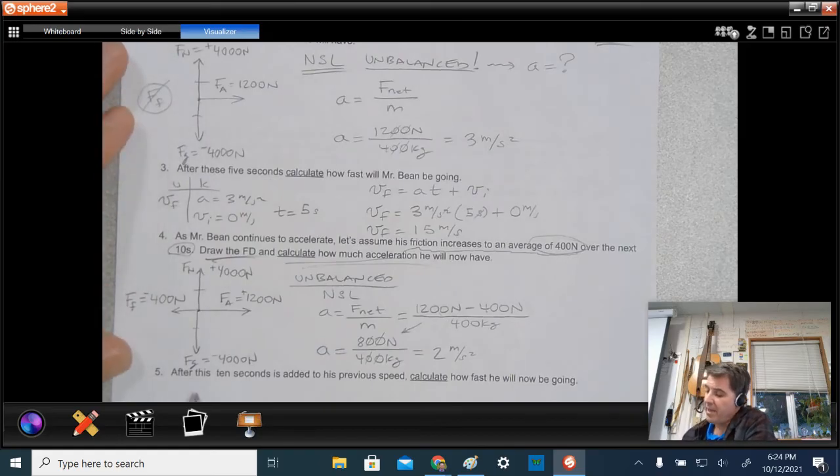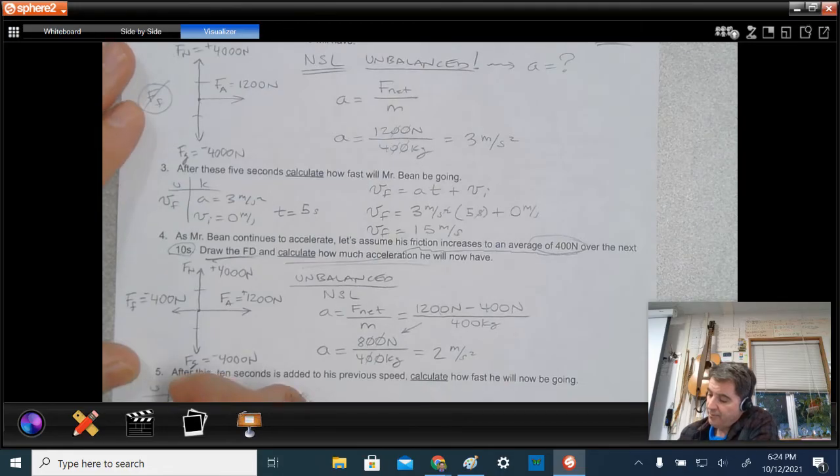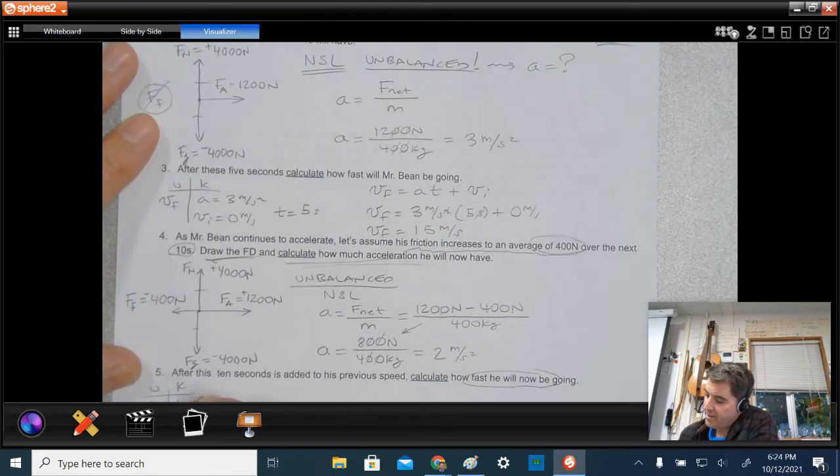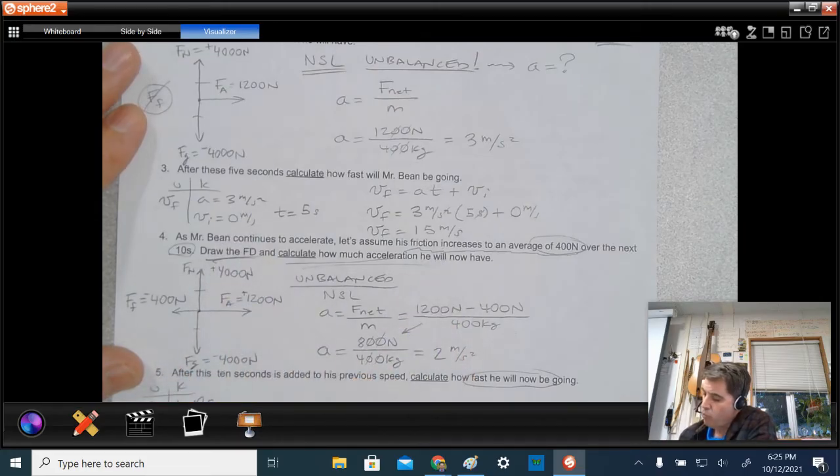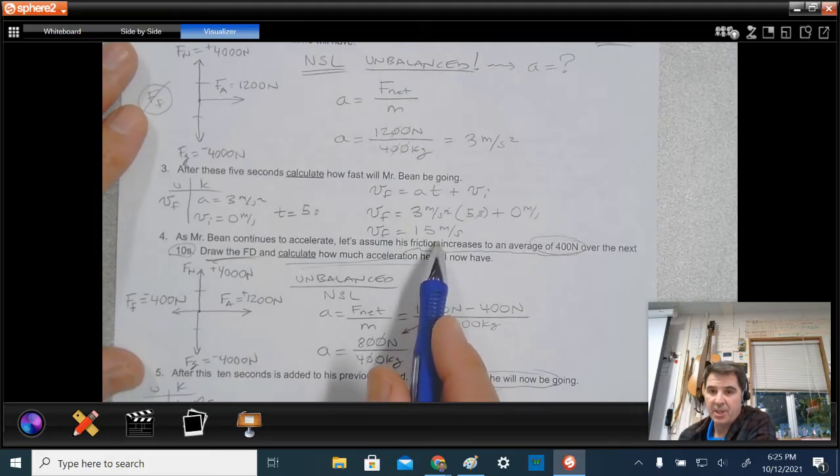So now it says, after this 10 seconds is added to his previous speed, calculate how fast he will be going now. So in this case, I've got my same idea. I've got my unknowns and my knowns, and my unknown is Vf once again, how fast he will be going. But now I have 10 seconds further, so my time is now 10 seconds. And my acceleration is not 3 meters per second squared, it's only 2 meters per second squared. And my Vi is not 0 anymore. My Vi is 15 meters per second from the previous question.